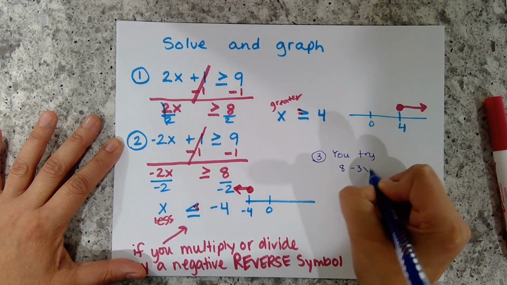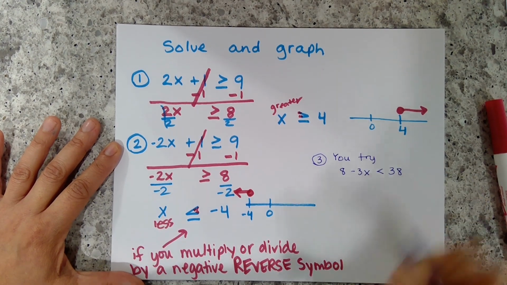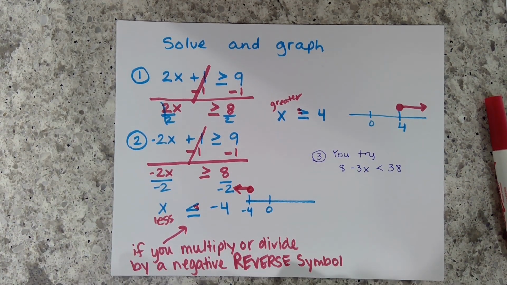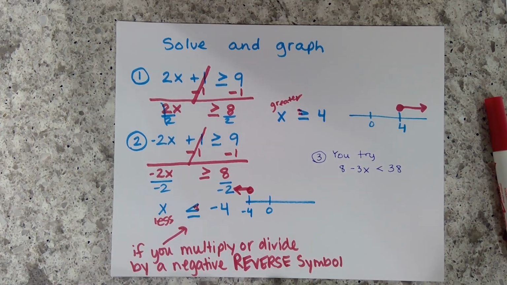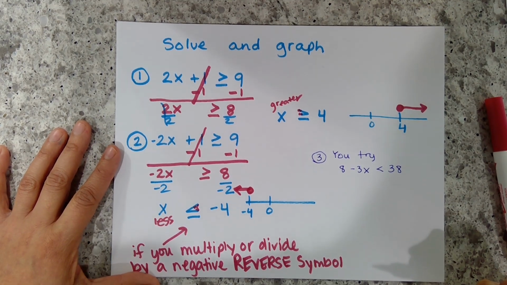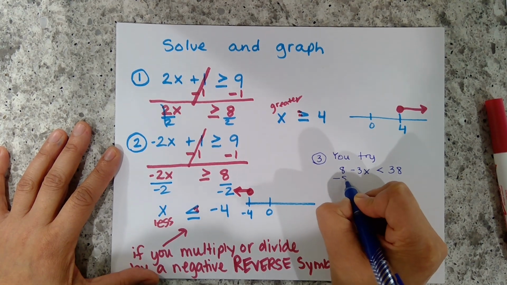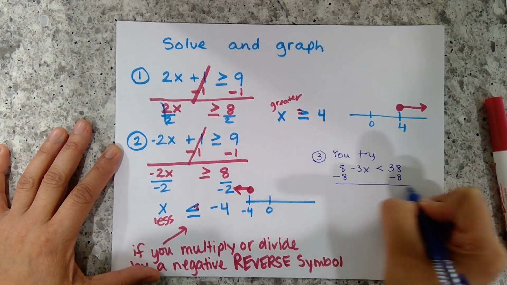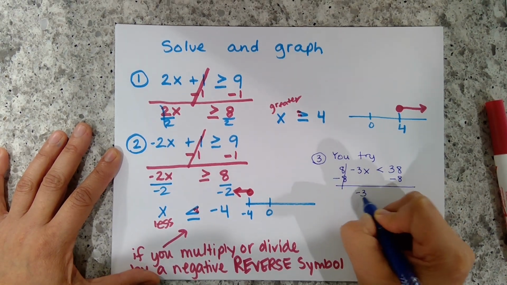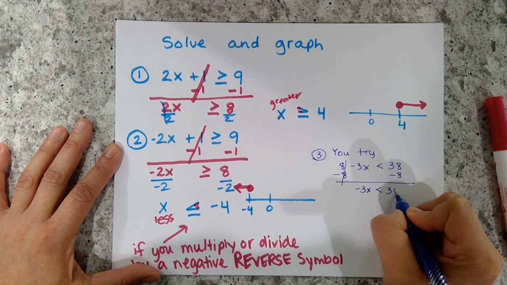8 minus 3x less than 38. Go ahead, hit pause, and then try to solve it, and then come back for the solution. All right, hopefully you guys actually tried the problem and did not just wait for me to solve it. But what you do is just solve it the way you normally would. Subtract 8 from both sides. Bring down the sign in front of your term always. So -3x. 38 minus 8, 30.